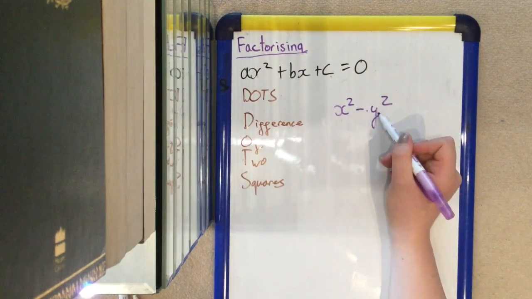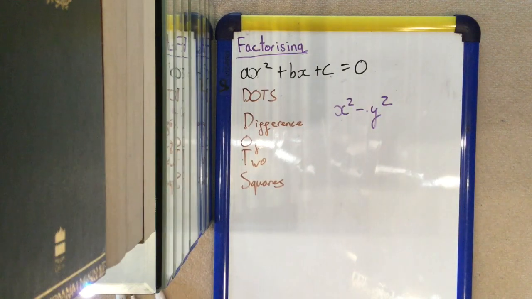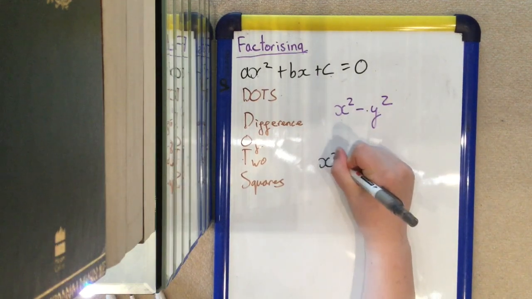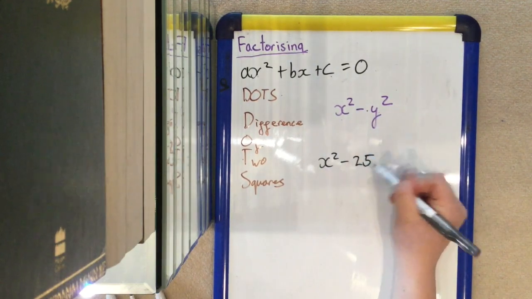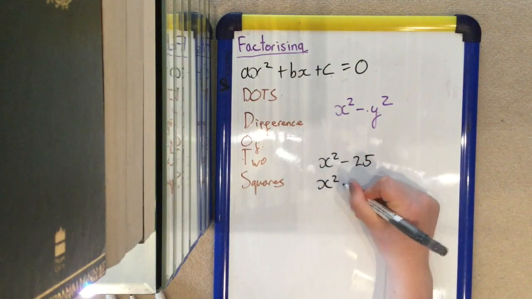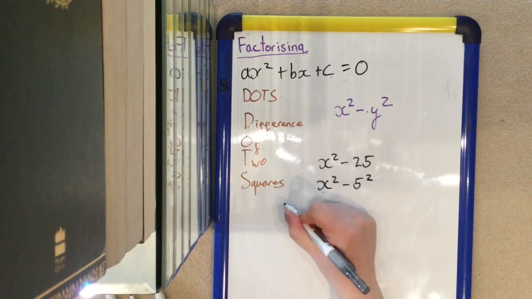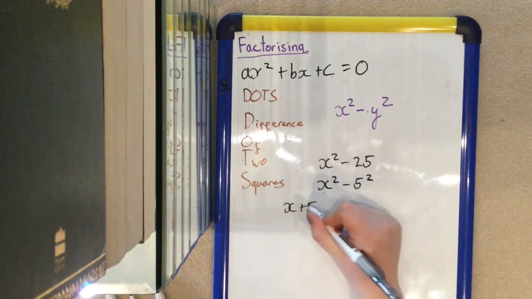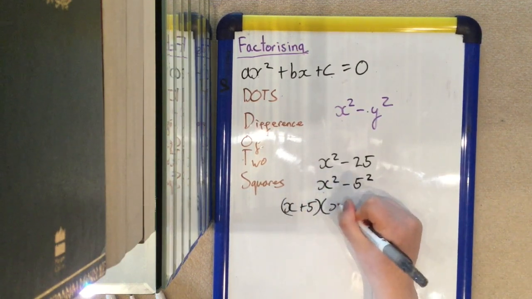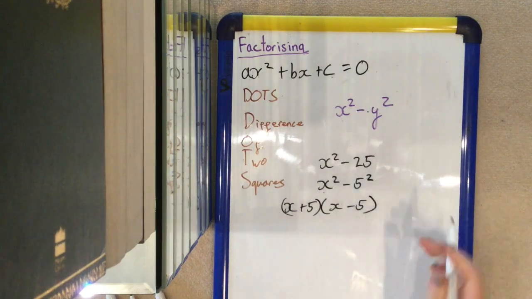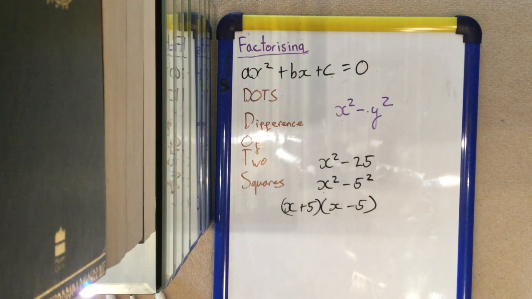Now this x squared and y squared could be anything, and the one I'm going to show you is x squared minus 25. This 25 can also be expressed as 5 squared, and this can be factorised into x plus 5 multiplied by x minus 5. And that's a trick it's very useful to know.